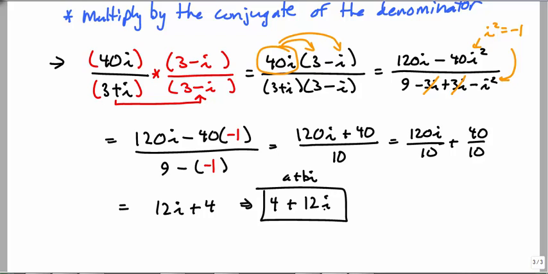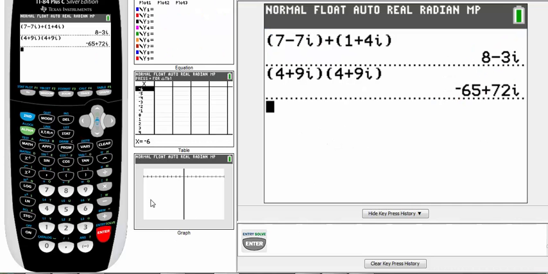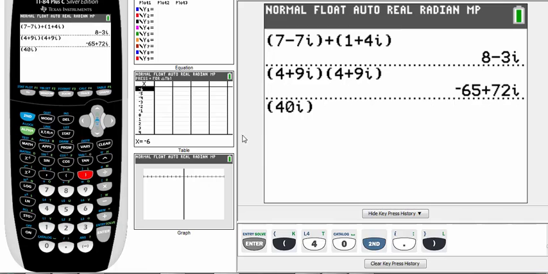Now let's see what our calculators think of this particular problem: 40i over 3 plus i. We need to be really careful about how we enter this. We need to make sure that we use parentheses to distinguish the numerator from the denominator. So it's important that we have the 40i in the numerator. Remember, the i is second, and then the i is right above the decimal. So 40i, and we need parentheses around the denominator, and that was 3 plus i.